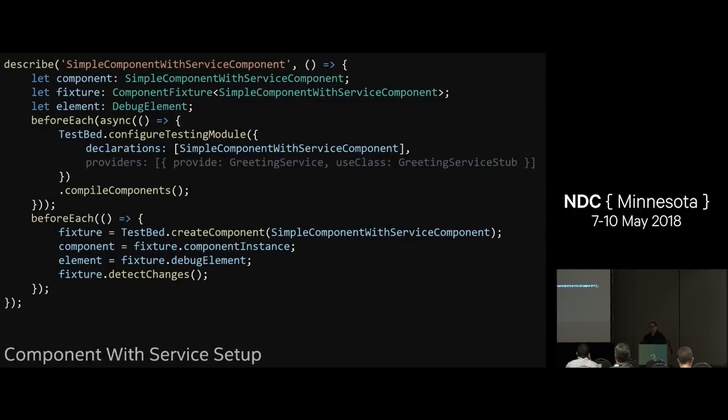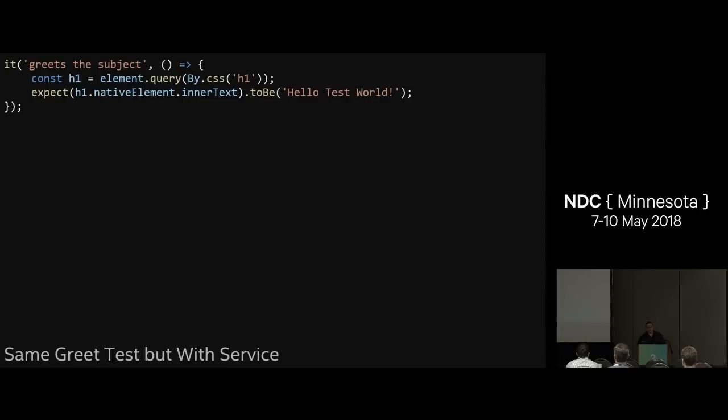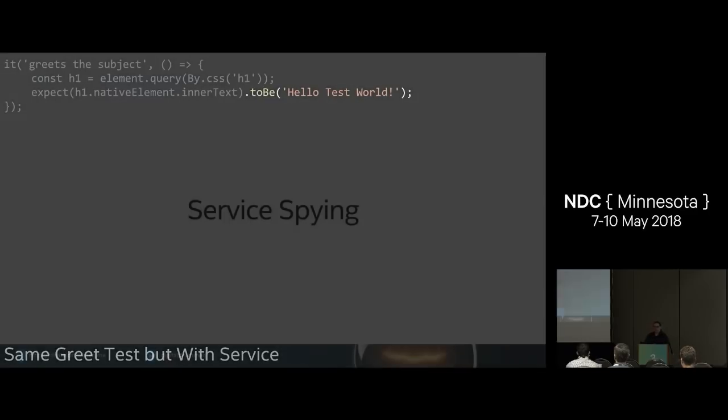So from a testing standpoint, this is what our tests looked like before. Now we need to put a providers on our module. Same way we do normally, except in this case, I have this funky object that says provide GreetingService, use class GreetingServiceStub. So this tells the testing module, any place that I need to use GreetingService, I'm going to inject my stub instead. It's a quick way to mock it out. My test is pretty similar. The only thing that changes is my toBe now is going to look for hello test world instead of hello world.